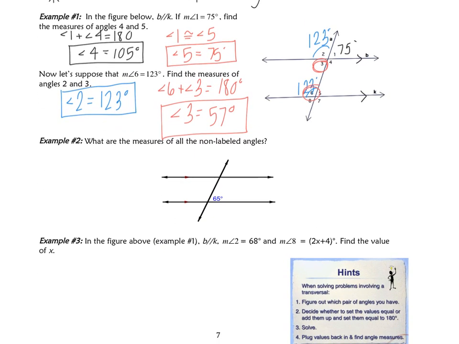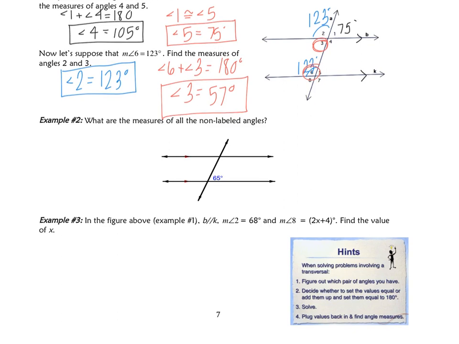Example 2, what are the measures of all non-labeled angles? First, note that these are parallel lines, so all those facts that we said above are true. I'm going to start with vertical angles. Since this is 65, that means vertical angles, that would be 65. Corresponding position will be the next one I look at. What is above and to the right? Well, that's right up here, so this is 65.